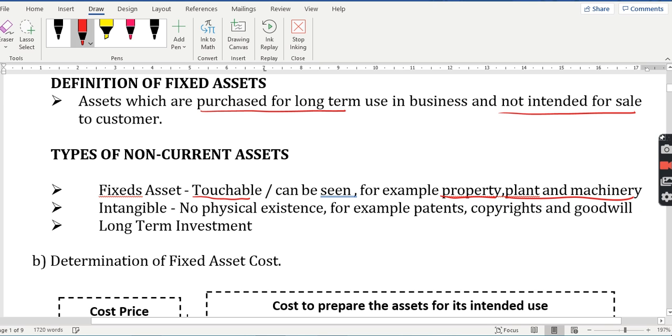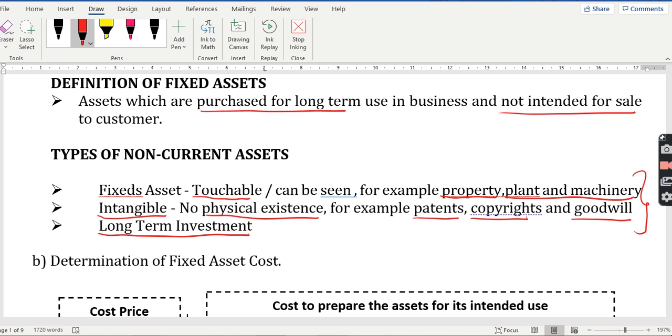The second type of non-current asset is intangible asset, which has no physical existence, for example, patents, copyrights, and also goodwills. And the third type of non-current asset is long-term investment. So these three types of non-current asset are the definition of non-current asset, but in this chapter we focus more on fixed asset.